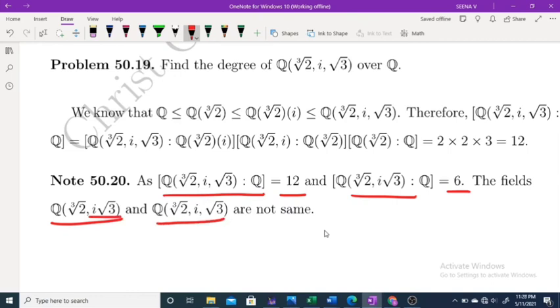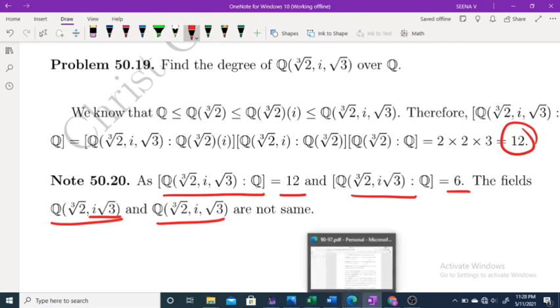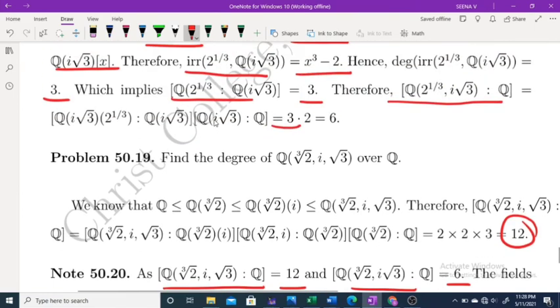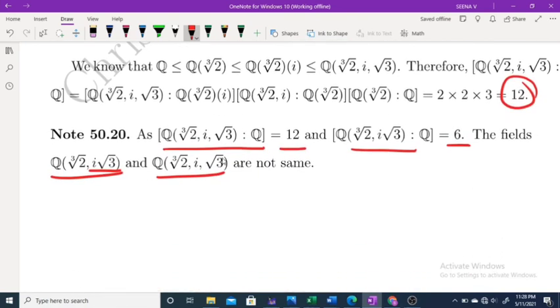Here this is i root 3, this is i comma root 3. What about i comma root 3? The degree of this is 12. This also contains root 3, 2 raised to 1 by 3, i root 3, but splitting field means the field of smaller degree. That's why we have chosen this. This is the splitting field. That's all for today's class.